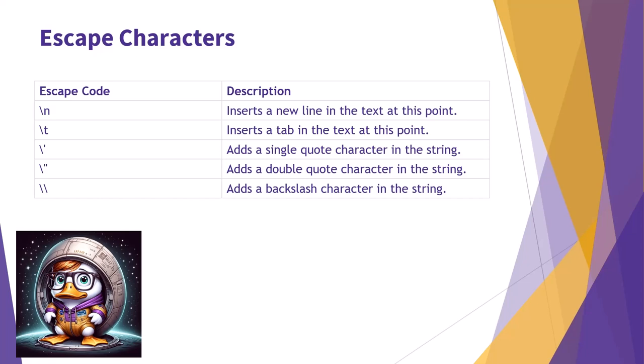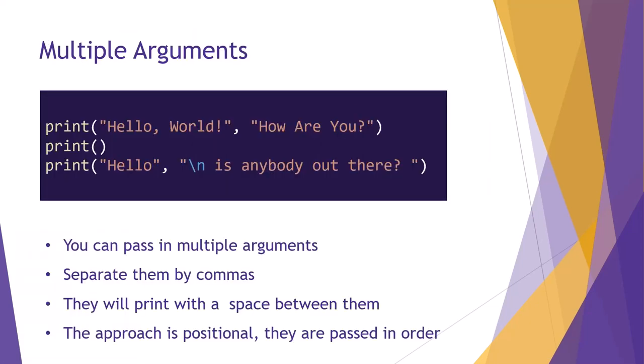We can also use escape characters. \n for a new line, \t for a tab, and then the slash is just letting whatever is next to it print in the case of the single quote, the double quote, or the slash.